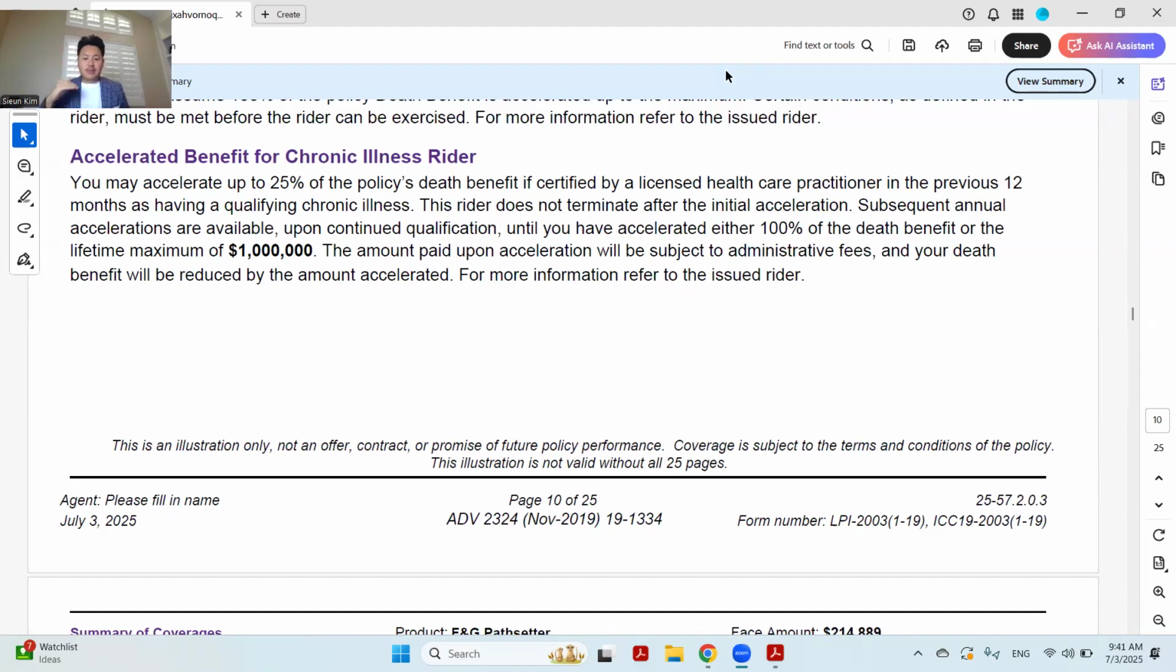Because it comes off the death benefit and it is a form of a loan, and a loan is a debt, and debt cannot be taxed, you won't be taxed.